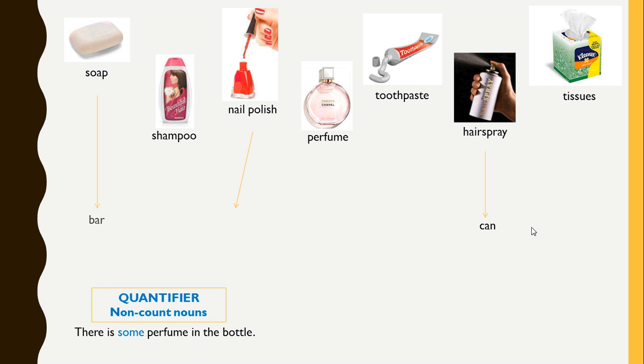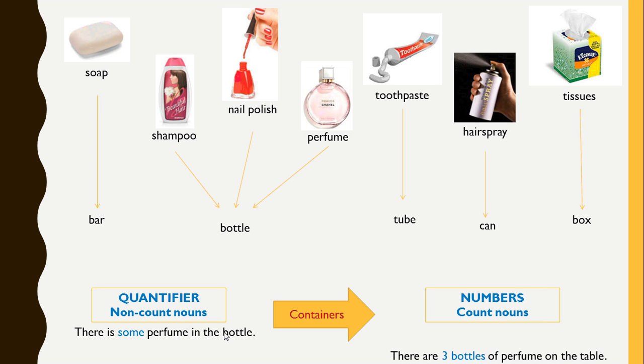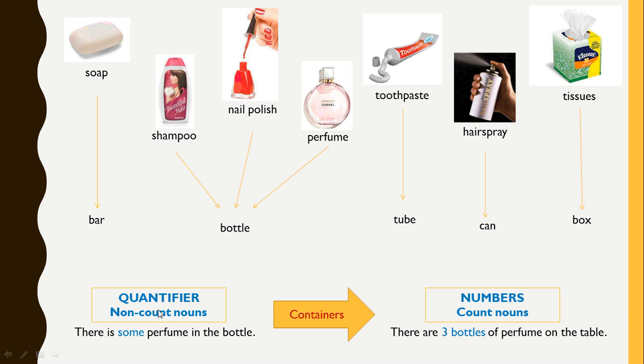Here we have perfume, and we can use bottle to change it from a non-count to a count noun. There is some perfume in the bottle. Using the container, we can say there are 3 bottles of perfume. You see? We can change from a non-count to a count noun using containers.